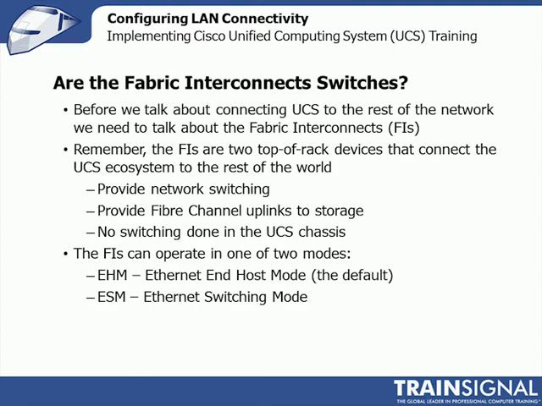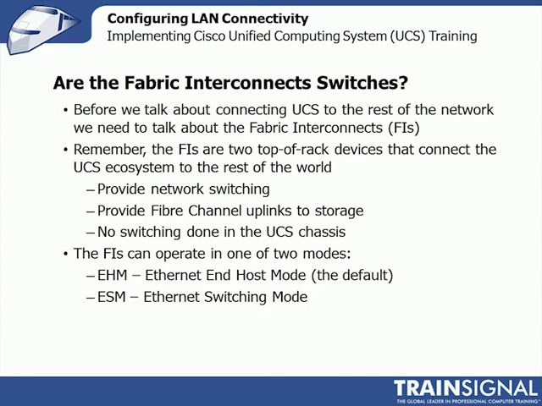So, are the interconnects switches? We've already talked about this, we've gone through this a good bit. But the thing to keep in mind is they're two top-of-rack devices that connect UCS to the rest of the world. They do provide network switching. They do provide Fibre Channel uplinks to storage, and there's no switching done in the UCS chassis itself. So the I/O module or the FEX, again, is not a switch. If you have to send something from one blade to another blade in the same chassis, it goes up to the interconnect, does the switching there, and comes back. So they are switches, but in the standard, default mode, they don't run things like spanning tree.